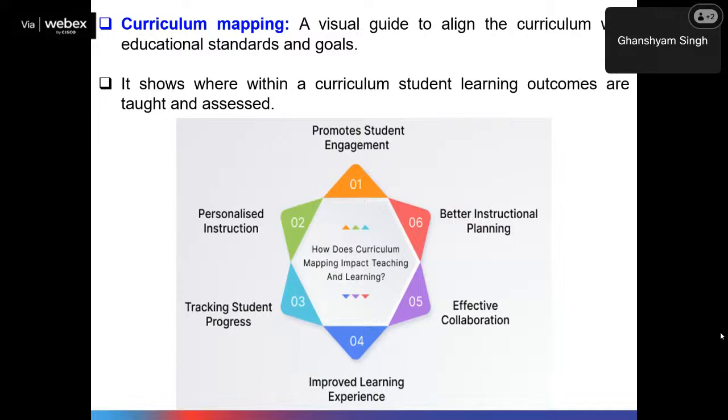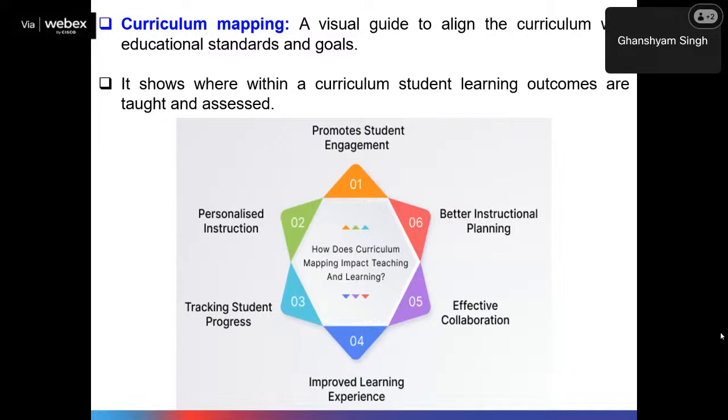That is very important. We can promote student engagement if we do curriculum mapping in an effective way. We can prepare our instructional planning in a better way. We can have effective collaboration with the R&D units and with the industry. We can improve our learning experience. We can track the students' progress, which is very important for any system to implement OBE in the most effective way, because we need to track the students' progress.